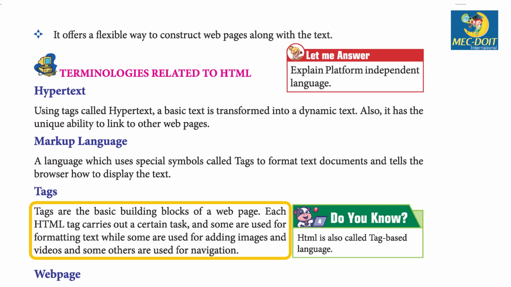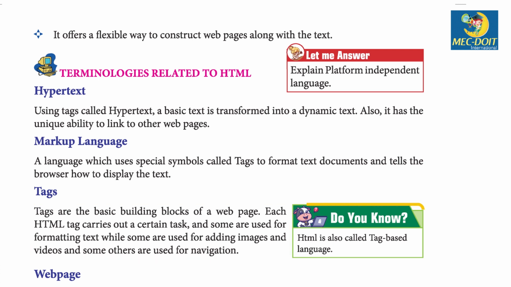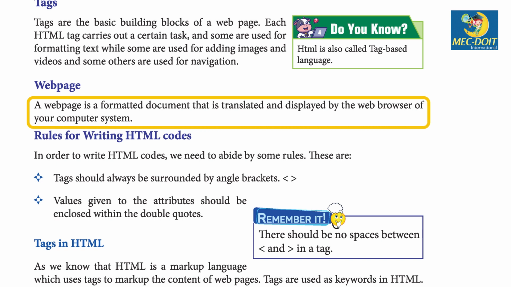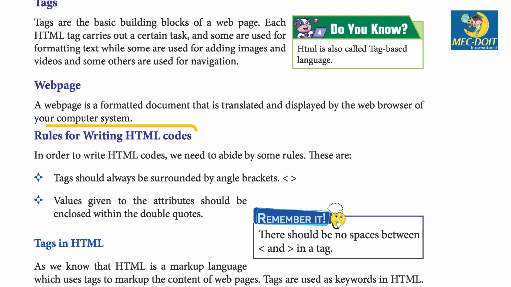Tag. Tags are the basic building blocks of a web page. Each HTML tag carries out a certain task; some are used for formatting text, while some are used for adding images and videos, and some others are used for navigation. Do you know HTML is also called a tag-based language? Web page. A web page is a formatted document that is translated and displayed by the web browser of your computer system.